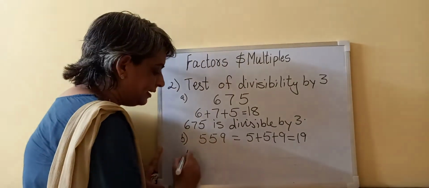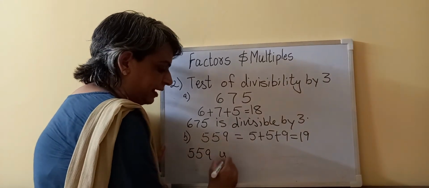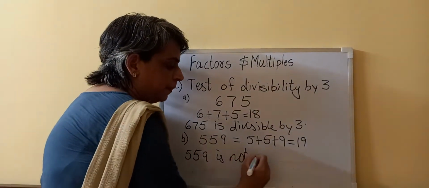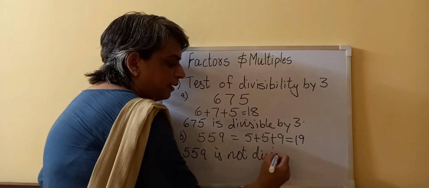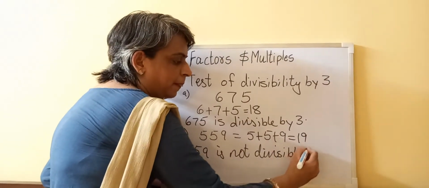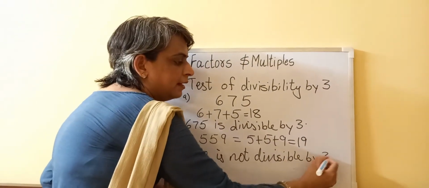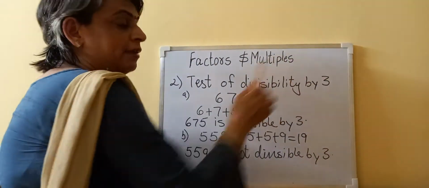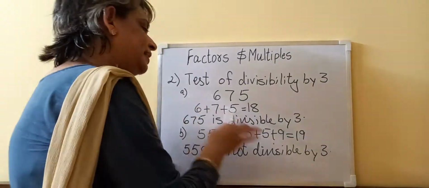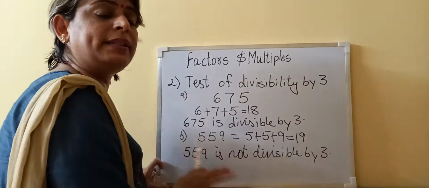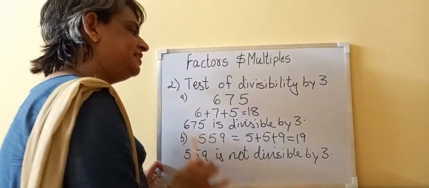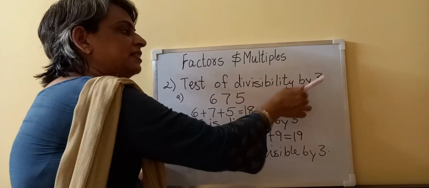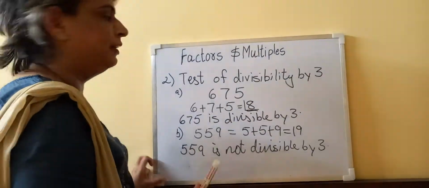So what will you write here? 559 is not divisible by 3. So for 3, what are you going to do? Whatever number is given, add all the digits of that number and then check whether the sum is divisible by 3 or not. Okay.